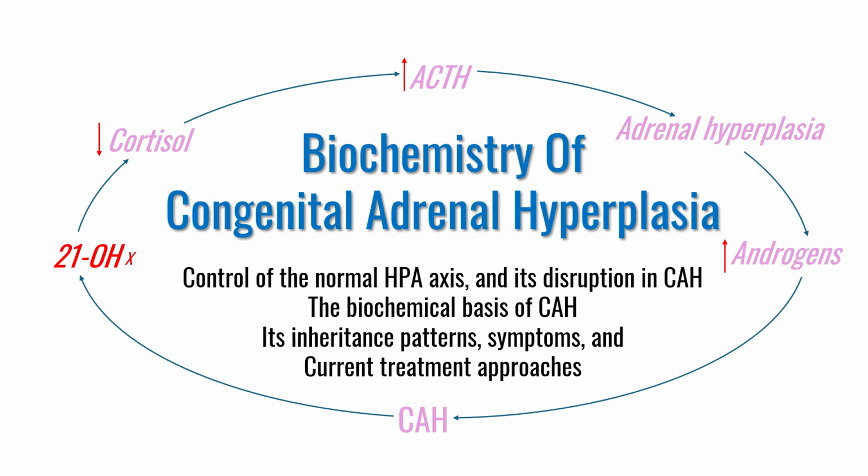Welcome to this video on the biochemistry of congenital adrenal hyperplasia, or CAH. The most common cause of CAH is mutations in the 21-hydroxylase gene, which disrupt HPA regulation. In this video, we will explore the adrenal gland and its regions where steroid hormones are made. In addition, control of the normal HPA axis and its disruption in CAH, the biochemical basis of CAH, its inheritance patterns, symptoms, and current treatment approaches will also be discussed.